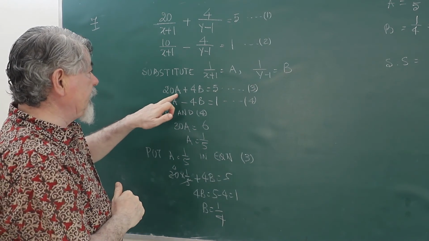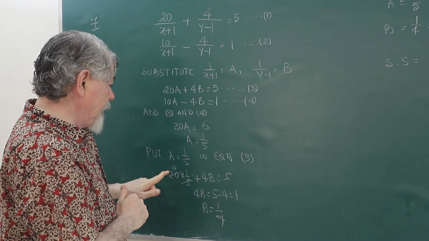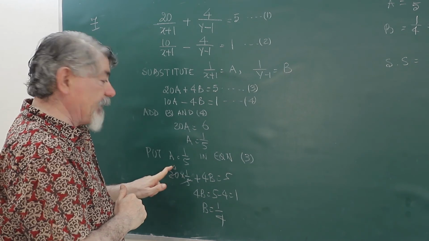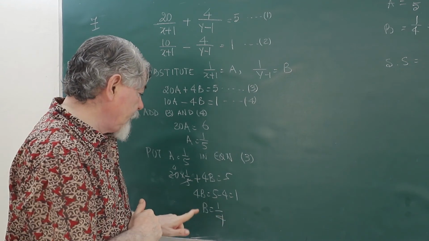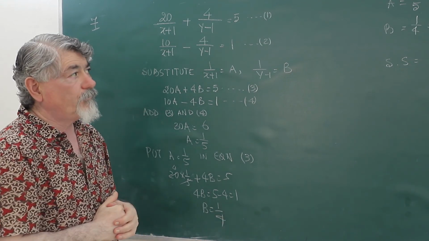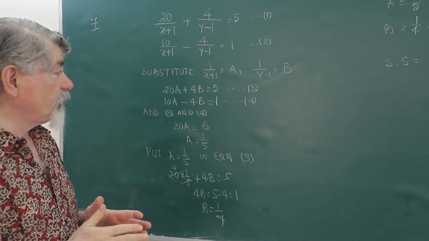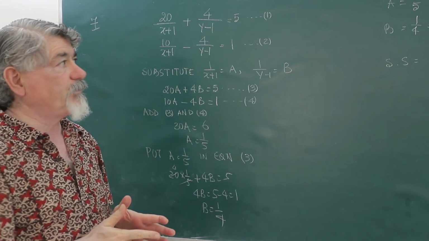Equation 3 is 20a plus 4b is equal to 5. 20 into 1 upon 5, 5 4s are 20. 4b will be 5 minus 4 is equal to 1, or b will be 1 upon 4. So the value of a is 1 upon 5, the value of b is 1 upon 4.